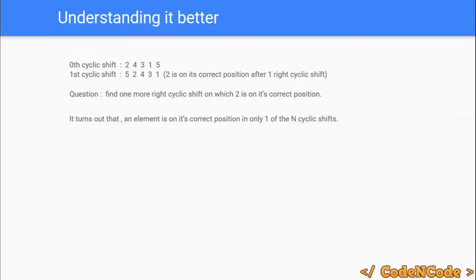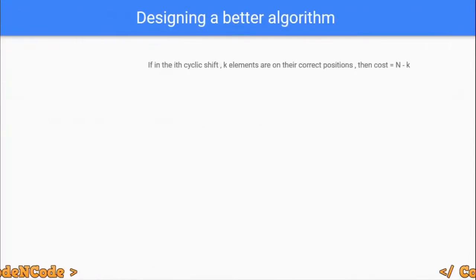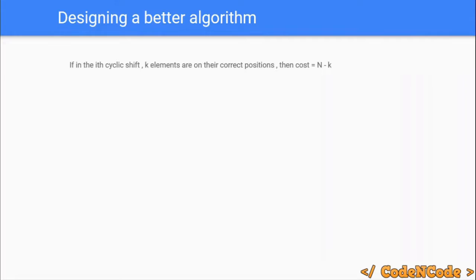So this observation doesn't seem that important, but this is the basis on which we are going to build our algorithm, which will run in big O of n time, not in n square time, which will be a huge improvement on the time complexity that we have achieved till now. So how are we going to do that? First, let's look at one of the dumbest observations.